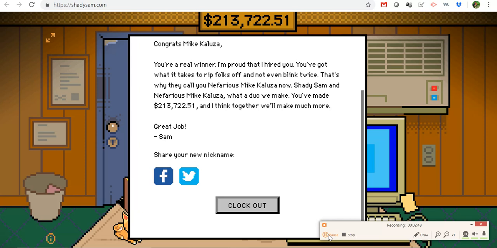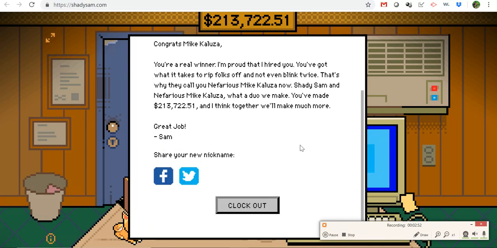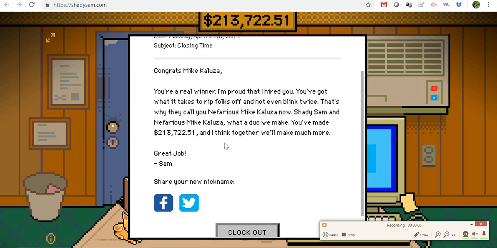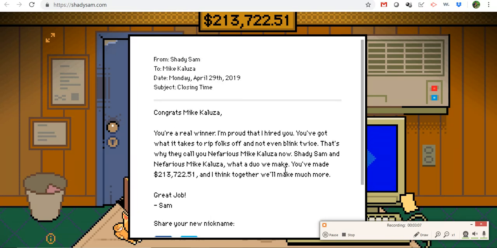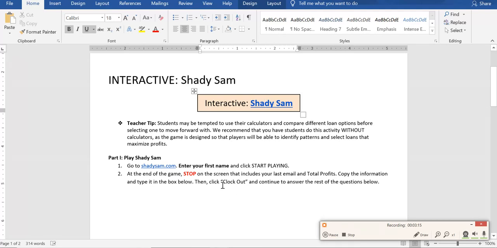Once you've seen about 10 people, you'll get this screen at the end, an email from your boss that'll basically state to you, good job, and how much money you made. If you go back to your assignment here, it says at the end of the game, stop on the screen that includes your last name and total profits. So what I want you to do is make sure you have that number. You made more than $213,722.51. So you'll jot that down as part of your assignment, then click clock out to continue to the rest of the questions.